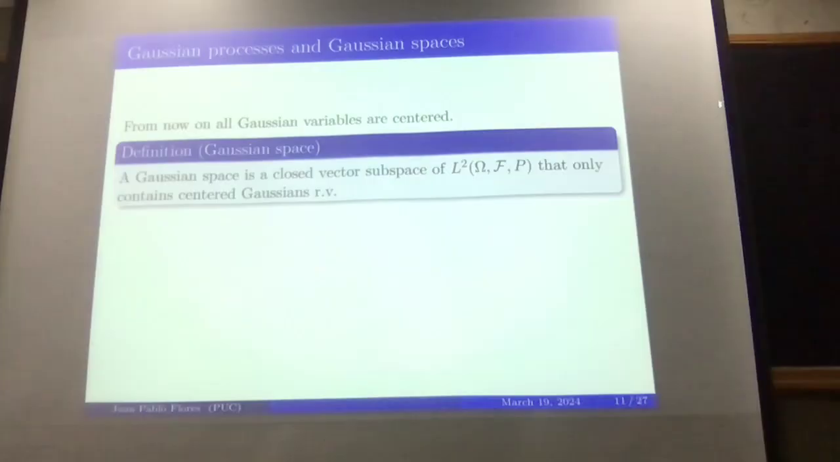Okay, let's move now to Gaussian processes and Gaussian spaces. In a way, Gaussian processes are going to generalize these Gaussian vectors. We are going to take infinitely many of these random variables. So, first definition: we define a Gaussian space as a closed vector subspace of L2 over this probability triplet that only contains centered Gaussian random variables. So from now on, to the end of the presentation, all Gaussians are centered.